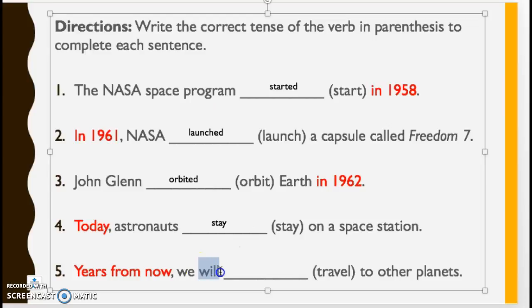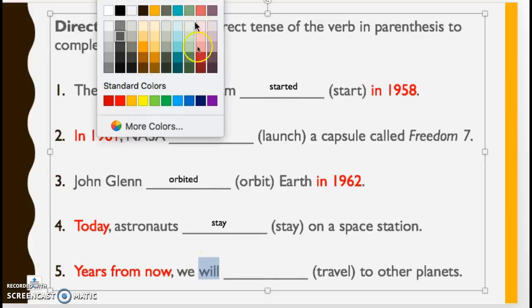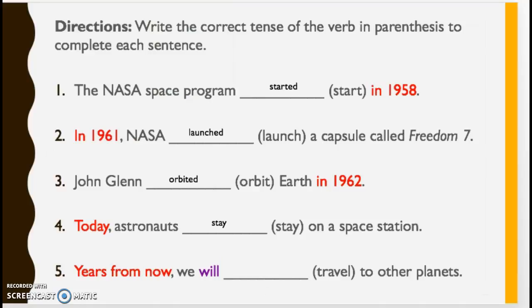And if you look right here, you will see that we have the word will already. So we know years from now we will travel. Since they already put will there, all we have to add is travel. Years from now we will travel to other planets.